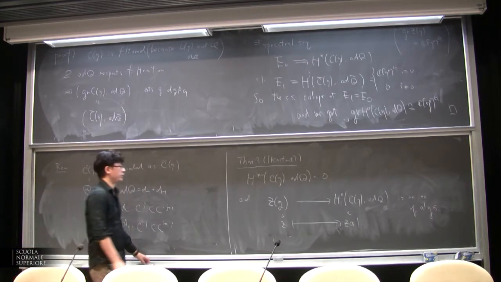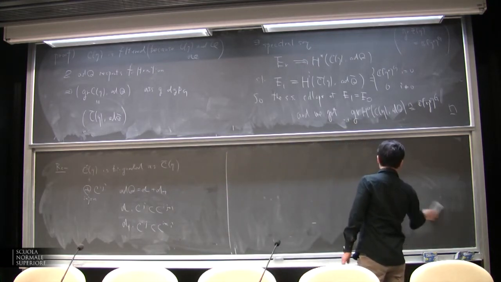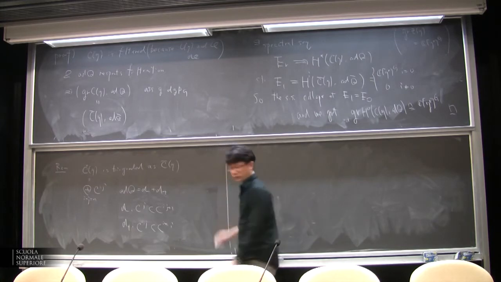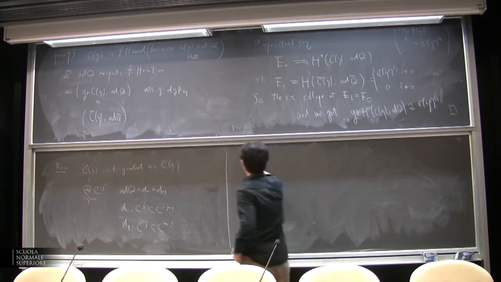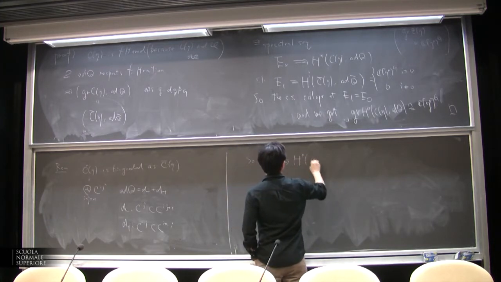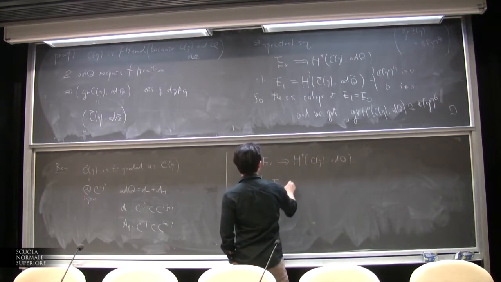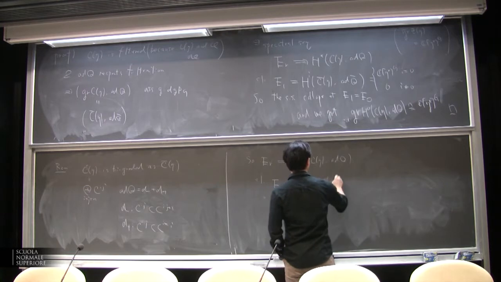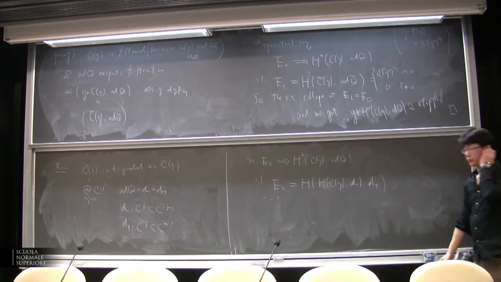So this is the total complex of this double complex, and so we can consider the spectral sequence starting from d. So there exists a spectral sequence such that each term is the cohomology of cohomology, so the cohomology of this double complex.